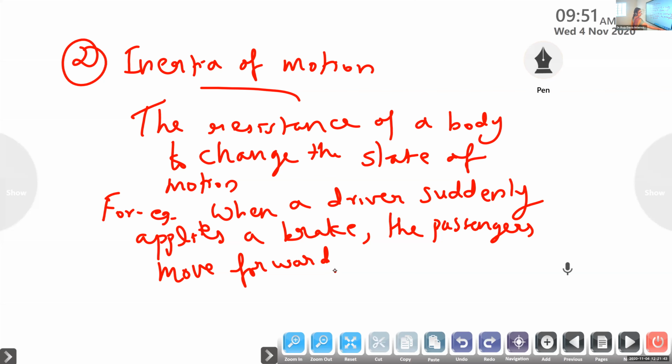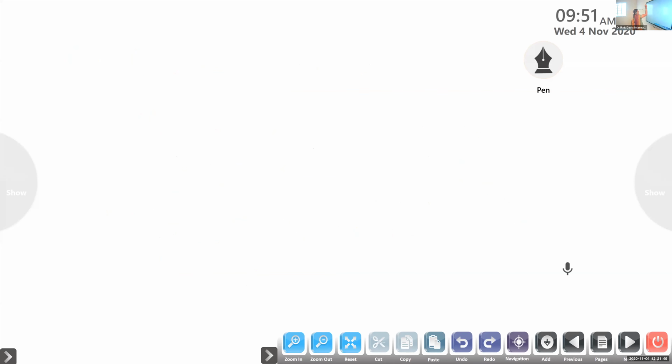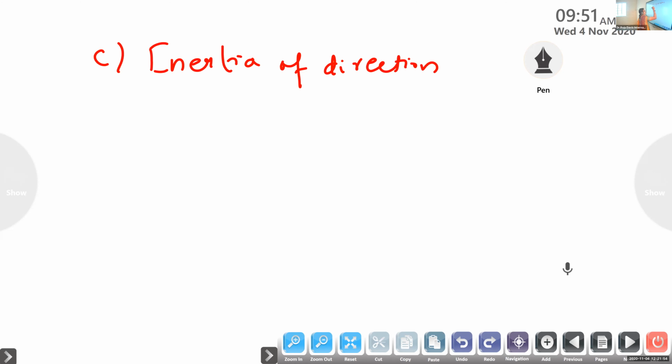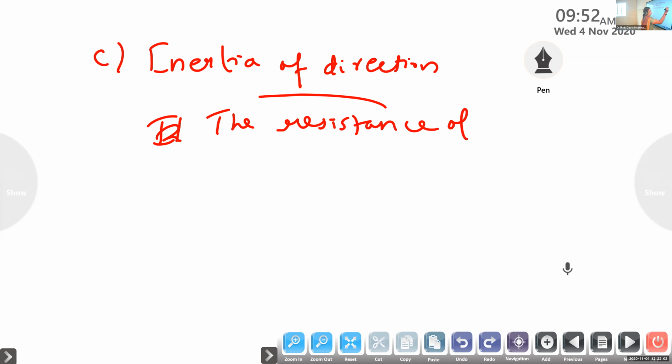Third type is inertia of direction. That means the resistance to change the direction. It is the resistance of a body to change its direction.